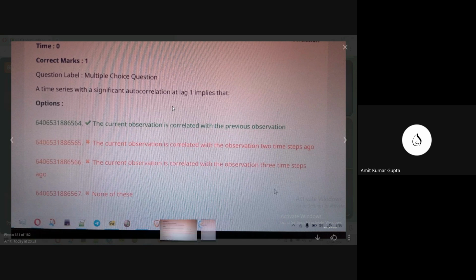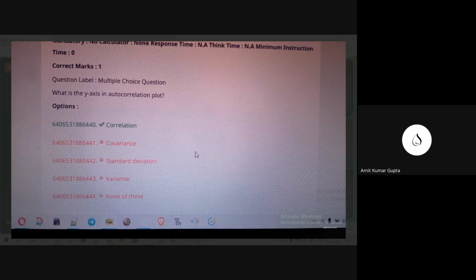So lag one is my current observation, and I want to find the connection with just the previous one. Current observation and previous observation. Just read the other two options. Current observation is correlated with the observation two time steps ago. So what's the lag value here? Two. Perfect. And what about three time steps? Come on, man. It is really clear at this point. Okay. Next question. Who's going to give me the answer?